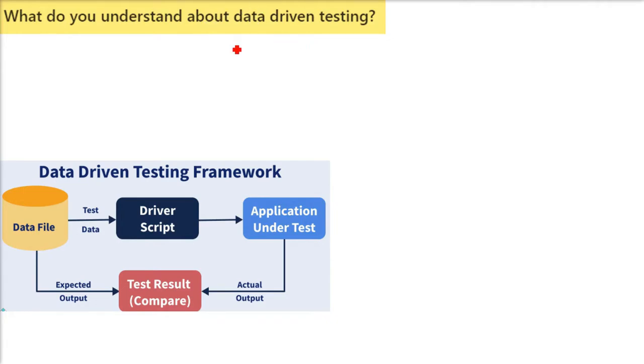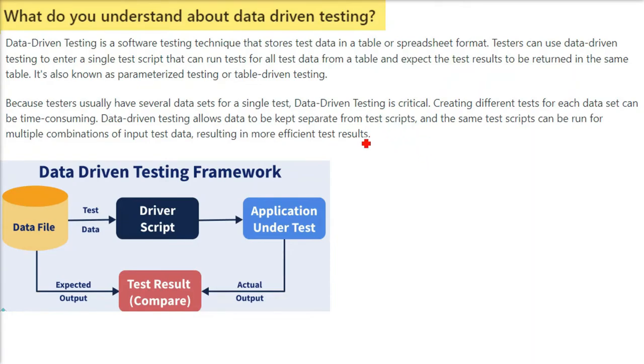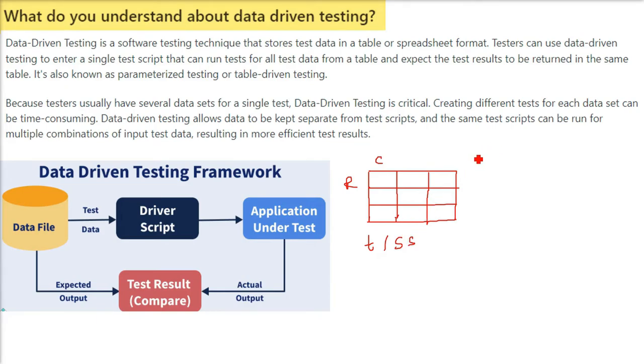What do we understand about data-driven testing? So data-driven testing is a kind of software testing that stores the test data. Just assume that we have a table. A table is just rows and columns. It is a table or a spreadsheet. So the data in the table or spreadsheet is the test data which is stored here. Now what can a tester do?